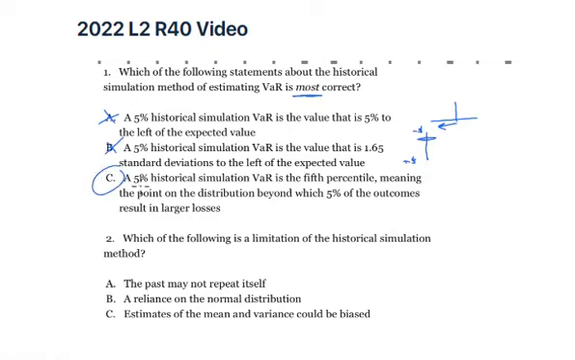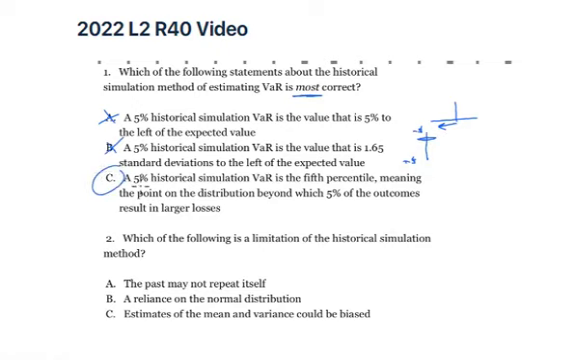A 5% historical simulation VaR is the 5th percentile, 1, 2, 3, 4, 5th percentile, meaning the point on the distribution beyond which 5% of the outcomes result in larger losses. Yeah, exactly. C. Which of the following is a limitation of the historical simulation method? The past may not repeat itself? Yeah. A reliance on the normal distribution? No, it assumes no distribution. Estimates of the mean and variance could be biased. We don't take any estimate of the mean and variance. The past may not repeat itself.